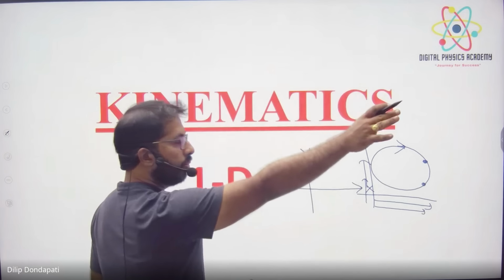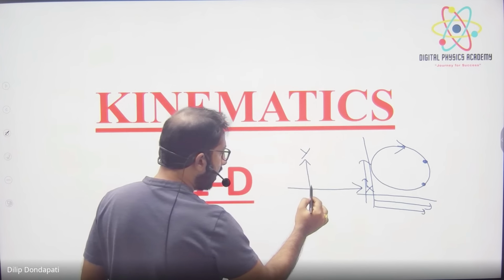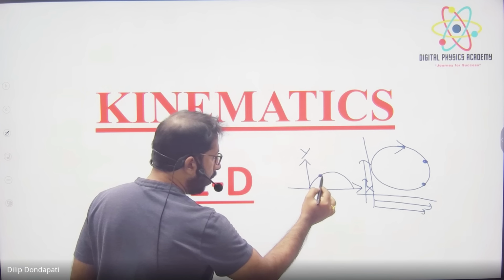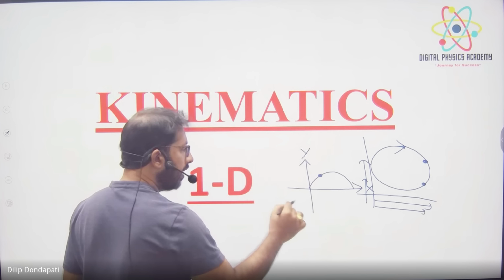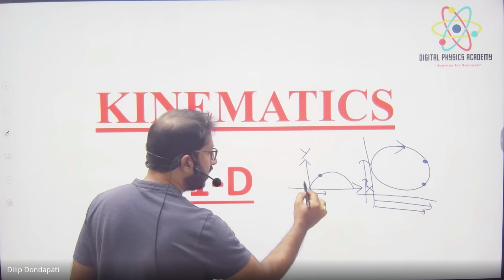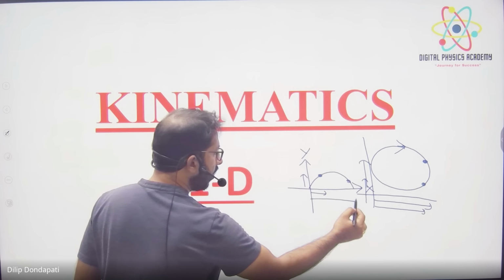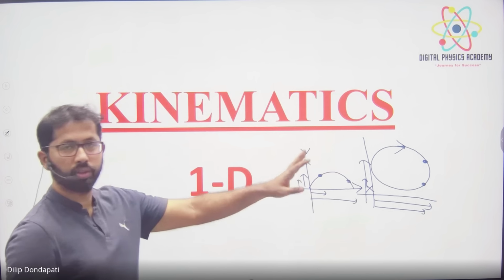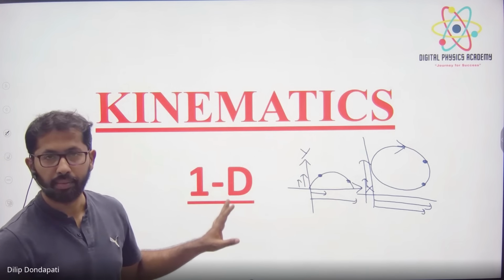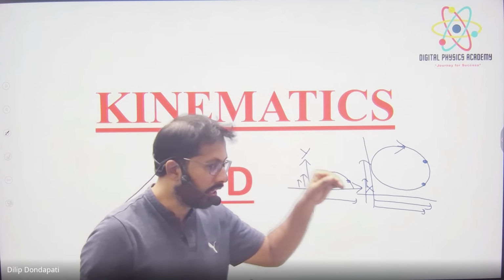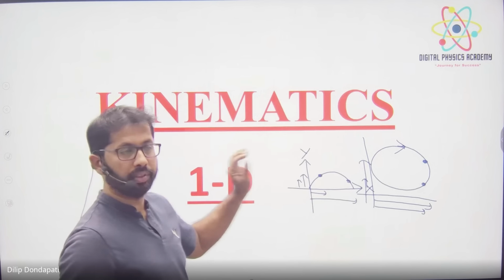Suppose you are throwing a ball like this. The path is like this, right? When the ball came up to here, it has parallelly covered x distance and y distance simultaneously. These are two-dimensional motions. So we are dealing with only one dimension first in this chapter. Either you have to go in the x direction or the y direction. That is one dimension.